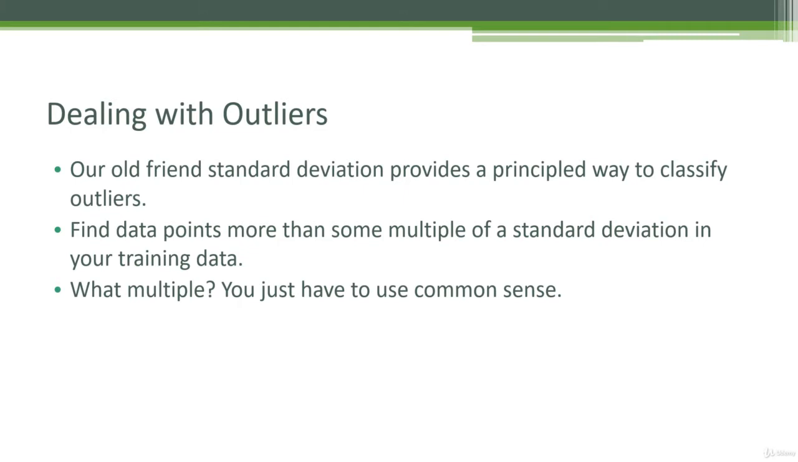So what multiple do you choose? Well, you kind of have to use common sense. There's no hard and fast rule as to what is an outlier. You have to look at your data and kind of eyeball it. Look at the distribution. Look at the histogram. See if there's actual things that stick out to you as obvious outliers and understand what they are before you just throw them away.